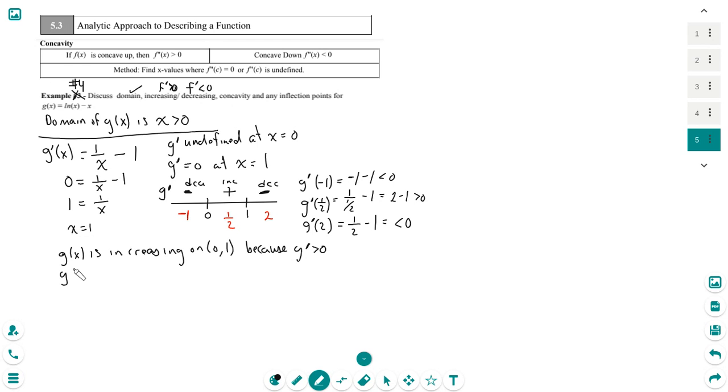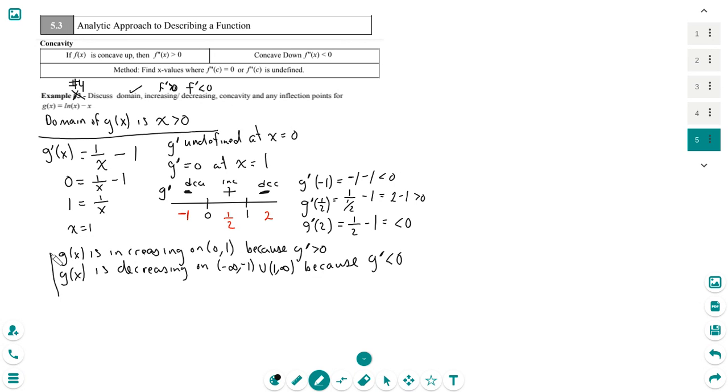All right, g of x is decreasing on the interval. Oh, well, there's actually two intervals. So from negative infinity to negative 1, and then the second interval is from 1 to infinity, because g prime is less than 0.